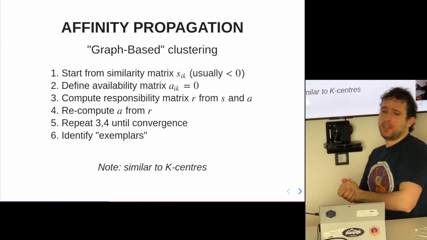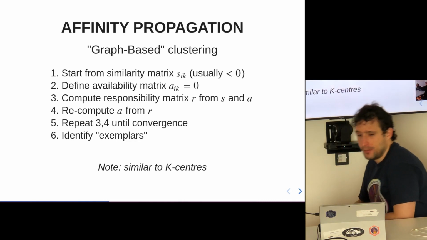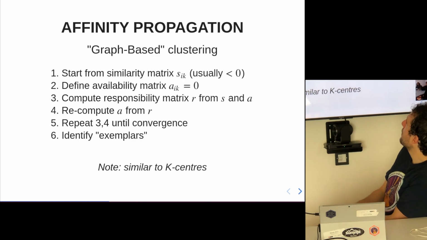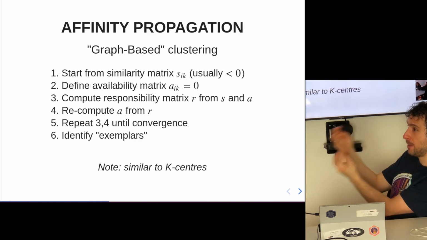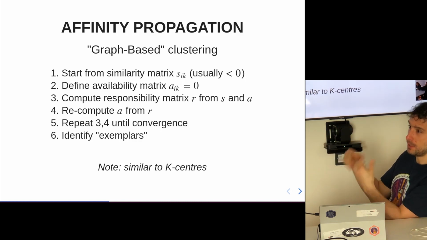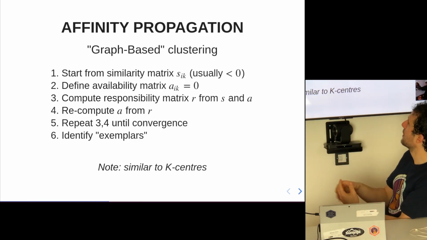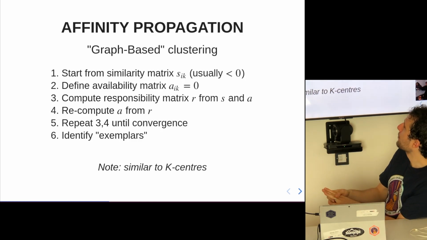So going on, there's another algorithm which works in a totally different way, called affinity propagation, and it's quite interesting. You start from a similarity matrix. The similarity matrix usually amounts to the negative of the square of the distance between points. For each pair of points, you compute the distance, you take the square of it, and you negate it, and you get S, the similarity matrix. And this similarity matrix doesn't change during the algorithm.